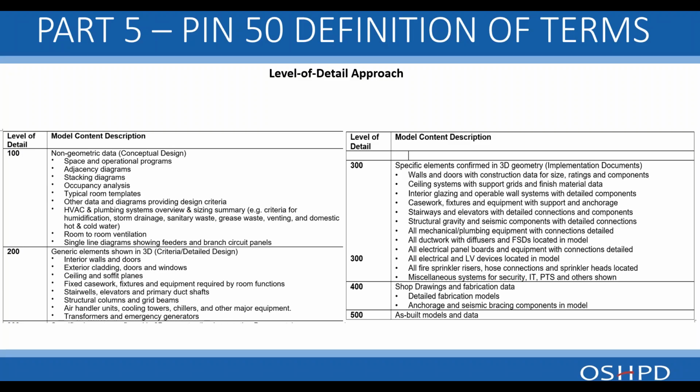Likewise, level 300, specific elements confirmed in 3D, or the walls and doors, ceiling systems, stairways, structural gravity and seismic components. Those kind of systems could be submitted, for example, at maybe 50% implementation documents, which is equivalent to the CD's terminology.